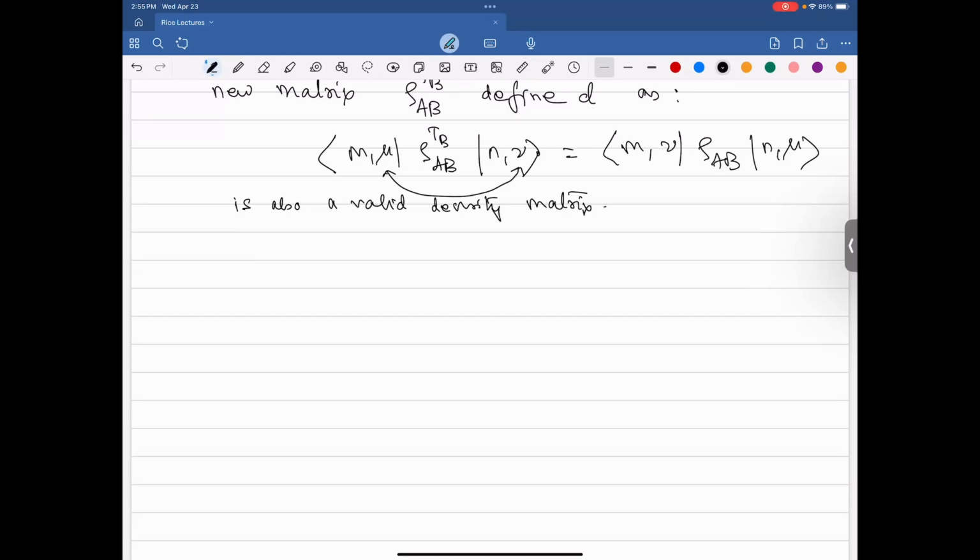Now you have to tell me what a valid density matrix is. Who knows what a valid density matrix is? Well, trace is one. And trace of rho squared is less than or equal to 1, that's true, but the positive matrix. And positive matrix means that it has non-negative eigenvalues.